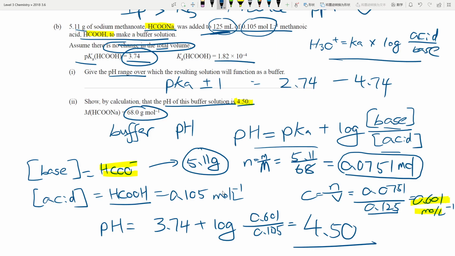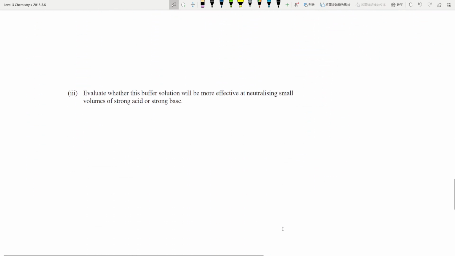This is one more calculation step, because once you figure out the H3O plus, you have to take the negative log. What is the point when you have an easier method like pH equals pKa plus log base over acid? Okay, so that's that question.